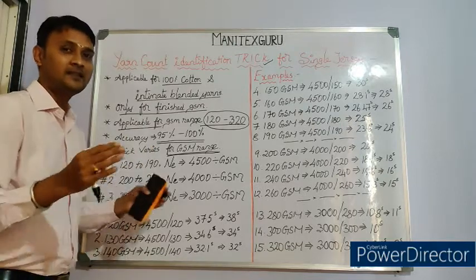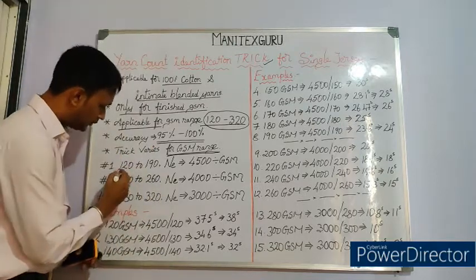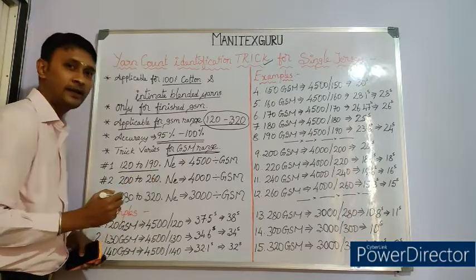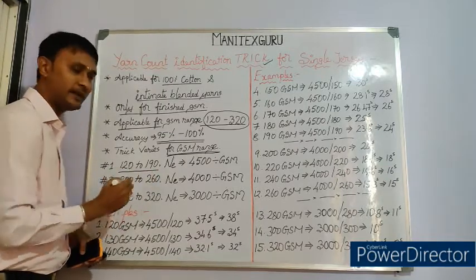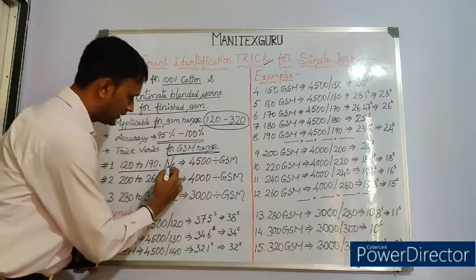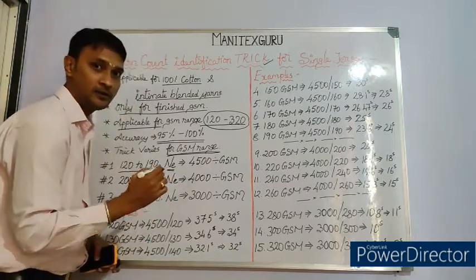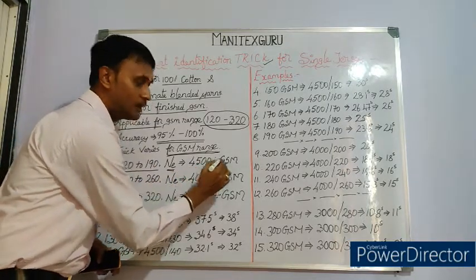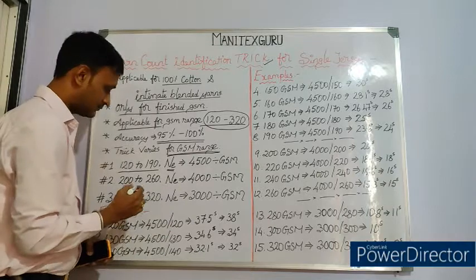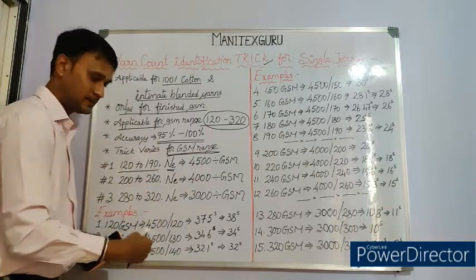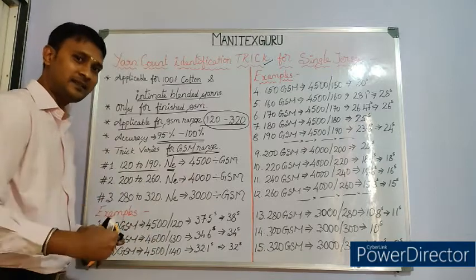How this range is defined: lightweight to medium weight is 120 to 190 GSM. For 120 to 190 GSM, we can identify the count with the trick: NE, the English yarn count, is equal to 4500 divided by GSM. I'll explain each and every trick with an example at a later stage. Let's see the tricks first.